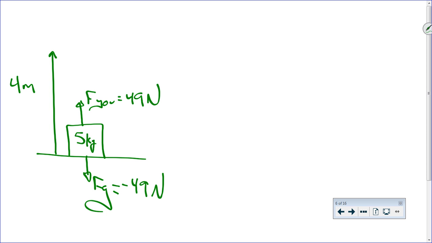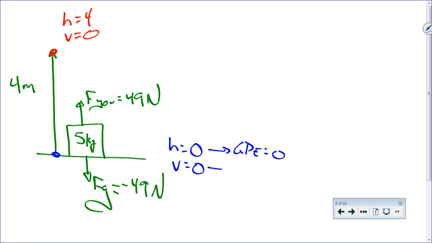Good? All right? So, up here at the top, what we know is our height is 4 meters, our velocity is 0. Down here at the bottom, our height is 0, our velocity is 0. Okay? So let's take a minute. My GPE here is going to be 0. My KE here is going to be 0. My total energy here is 0, right? Follow?